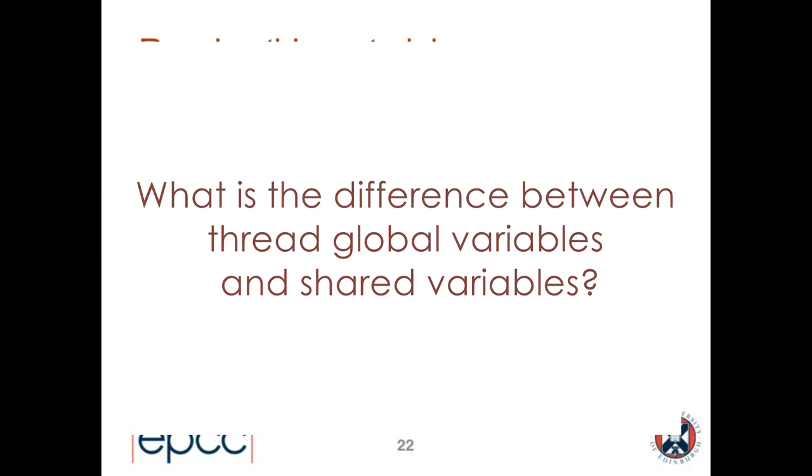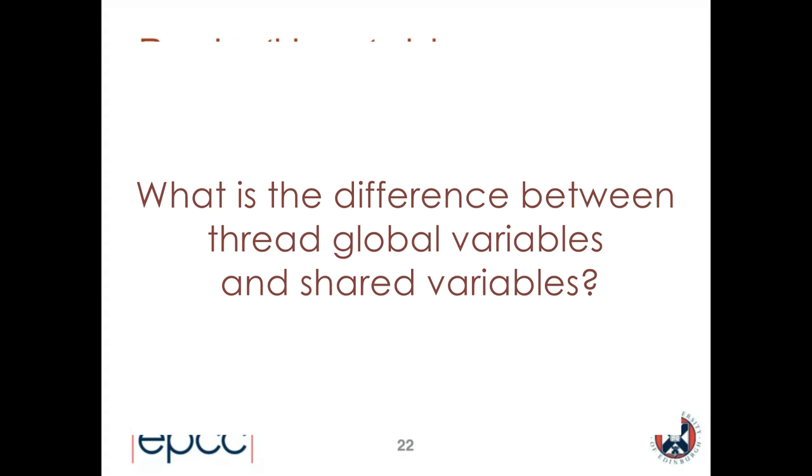There's a question that says, what's the difference between thread global variables and shared variables? Okay, so this is complicated terminology. Local and global variables are properties of the underlying sequential language. Local variables in C or Fortran are simply variables which only have a scope for the function in which they're declared, whereas global variables are program-wide objects which can be accessed from essentially any function. So local versus global is a property of the underlying sequential base language, whereas private, shared and threadprivate are properties of OpenMP. Global variables are variables which are accessible from anywhere inside the program in the base language.